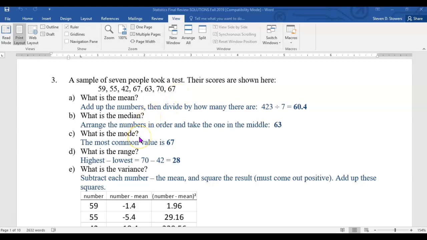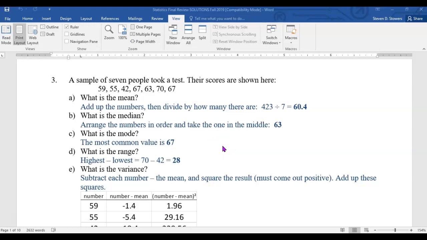The mode is the most common value. There are 2 67s and only 1 of anything else. So 67 is the mode. The range is the highest minus the lowest value. So here that's 70 minus 42, which is 28.